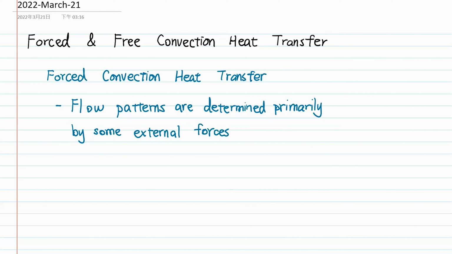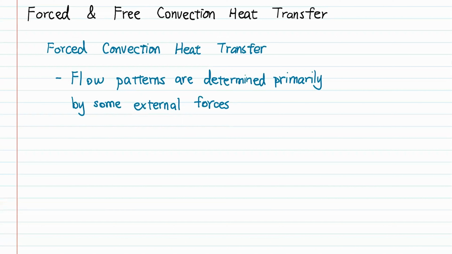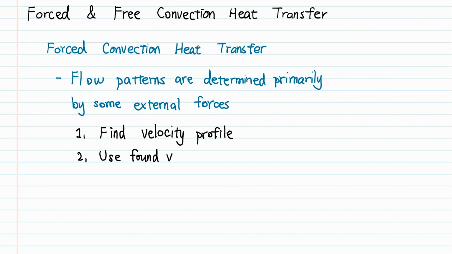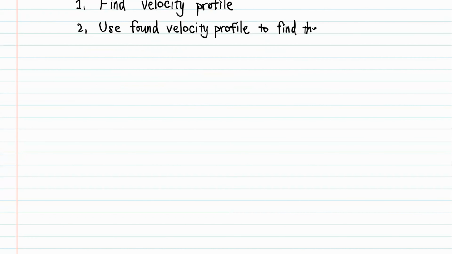Okay, so to deal with a forced convection heat transfer problem, the first step would be what? The first step would be: one, find the velocity profile using your knowledge in fluid mechanics. And two, we're going to use the found velocity profile to find the temperature profile.